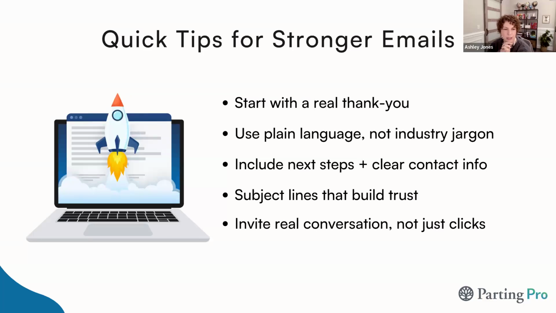It's always helpful to include next steps and clear contact information. A lot of the contact information is going to be auto-populated for you, but you can adjust what is auto-populated. Then your subject line: make sure that it builds trust and isn't super generic. And try to invite real conversations instead of just clicks. I realize the point of business is to get that customer to choose you and get into your store, but having a real conversation with them only encourages that and builds the trust.